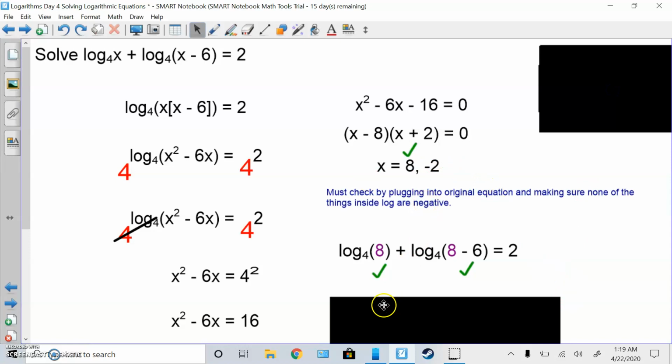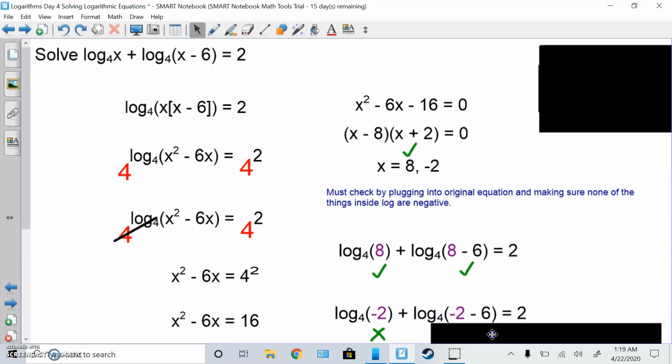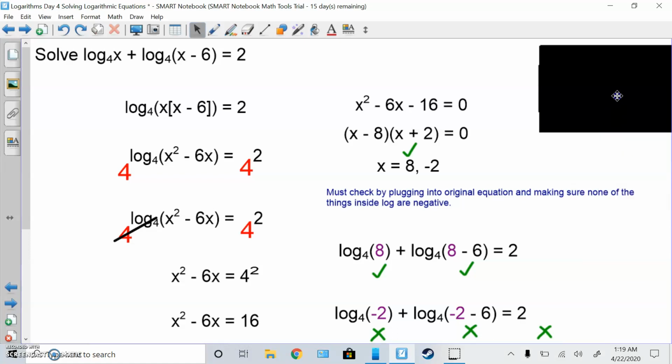I'll try negative 2. If I plug in negative 2, well, the first one's log of a negative inside, so that fails. The moment you have log of a negative number, you can stop and just cross it out, but I'm going to do the other one as well. So inside here will be negative 2 minus 6 is negative 8. I cannot log base anything of negative 8, so that fails. So this one does not work. So my final answer is just x equals 8, not negative 2. Next problem.